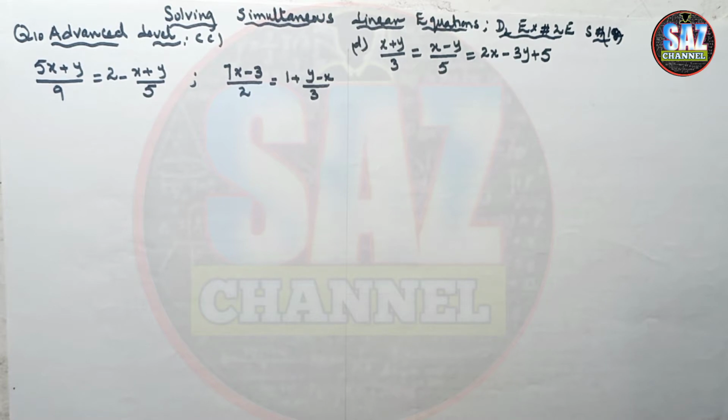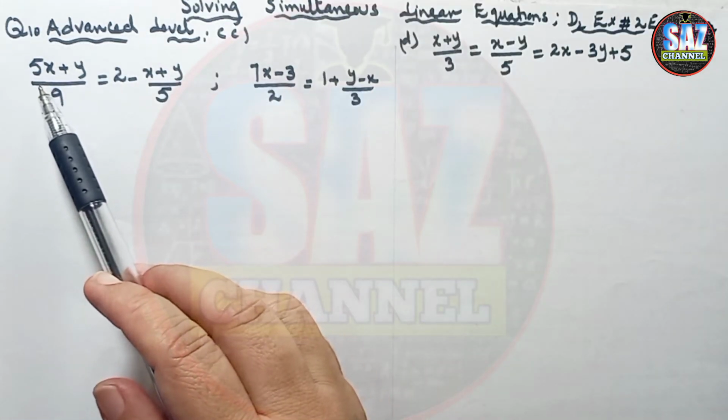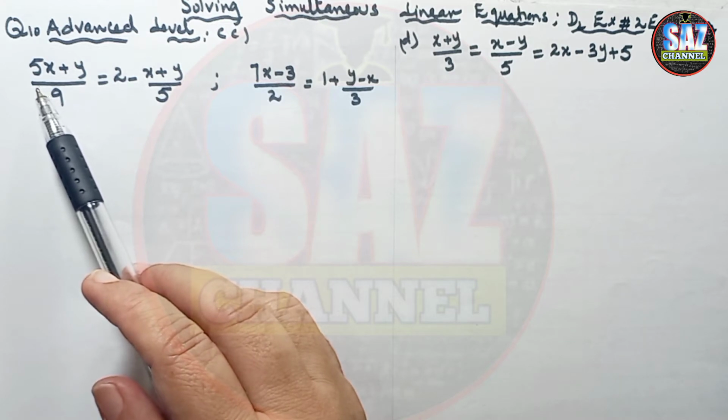In this lesson I will solve advanced level question number 10, which says: using either the elimination method or the substitution method, solve the given equations. In this lesson I will solve question number 10, parts C and D. Let's read the question and compare the equations. It's really important that before solving the question, we compare it with the original question.